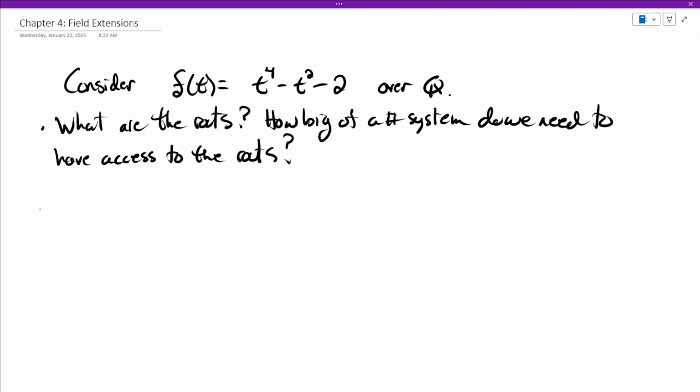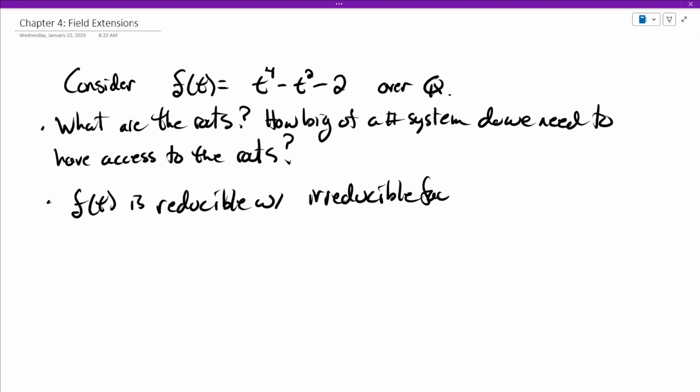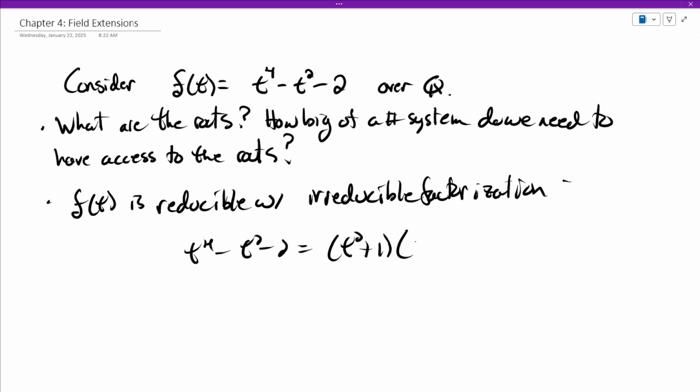So you'll notice that f is not irreducible. And I guess we have a word for that. The irreducible factorization of f over Q is, with the irreducible factorization, t to the fourth minus t squared minus 2 factors as t squared plus 1 and t squared minus 2. Both of these terms here are irreducible.